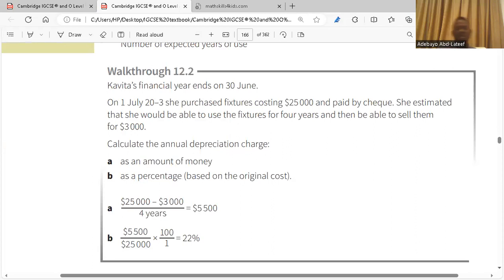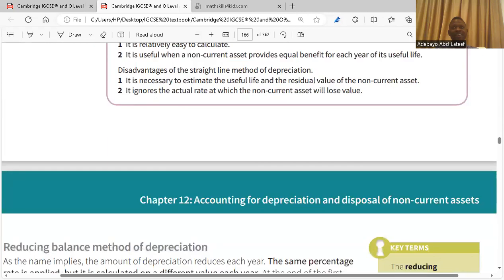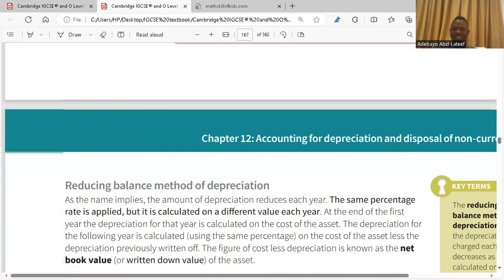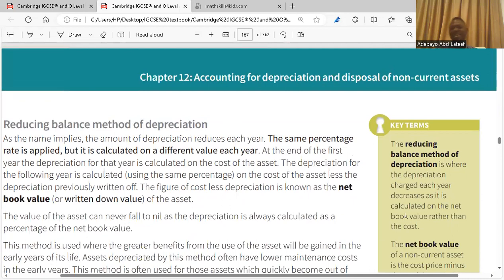I'm going to explain it. You got it? Yes. Then we move on. That's one of these chapters, depreciation, right? Yes, because you have to know the formula. And that's all. So let's go to the reducing balance method.